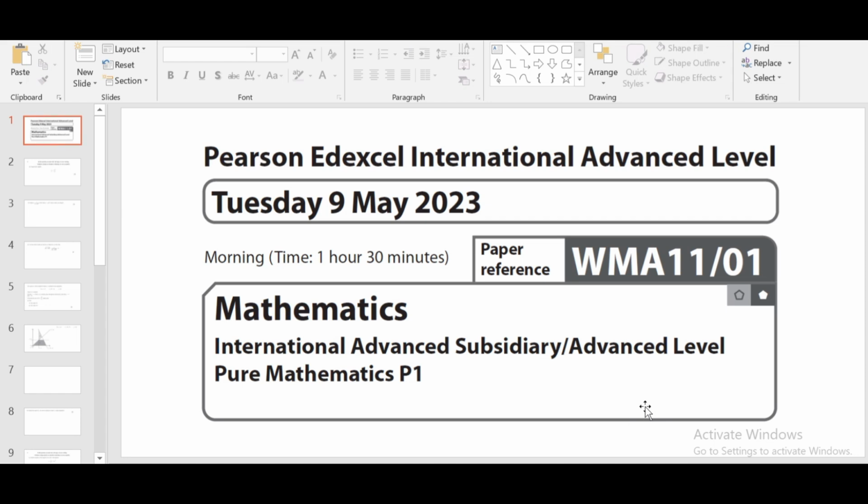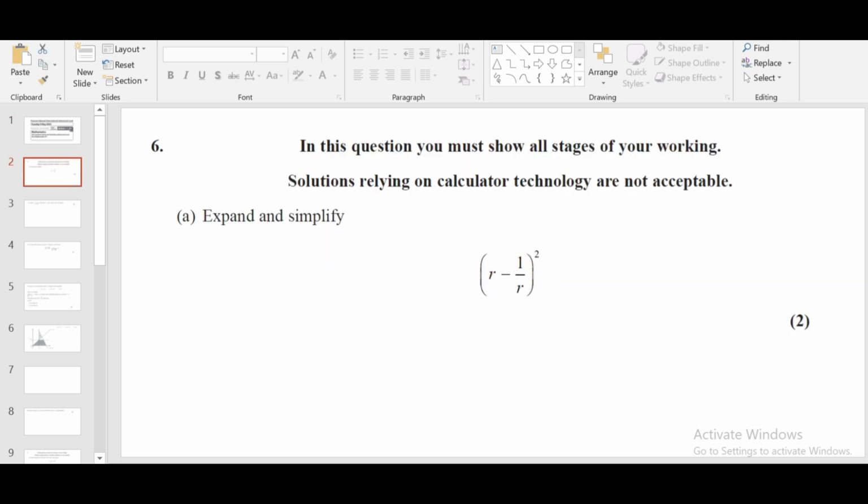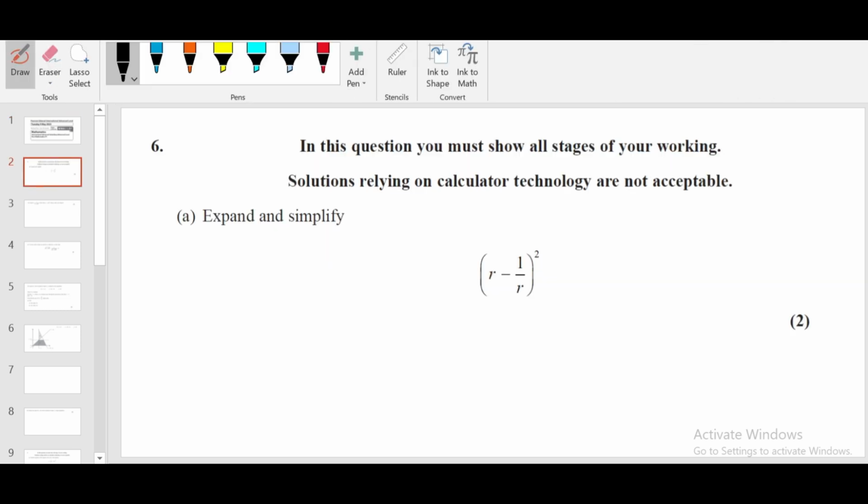We have completed question number 1 to 5 from this paper, P1 May 2023 paper, in the previous video. In this video, we are going to start from question number 6. Part A is a basic simplification, expanding brackets actually.